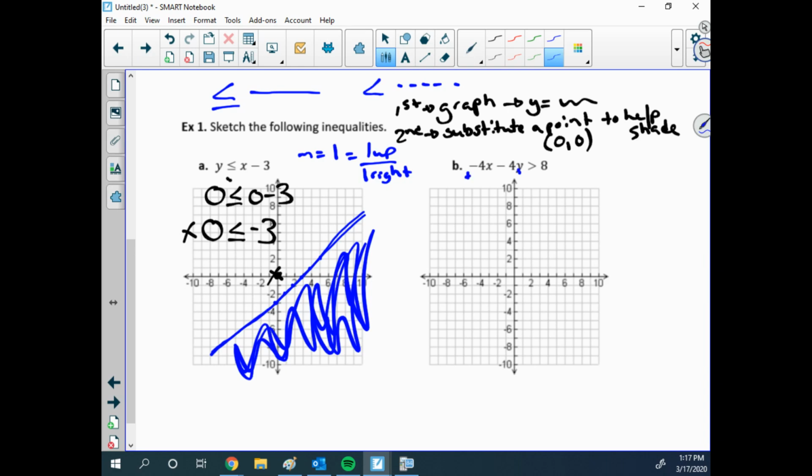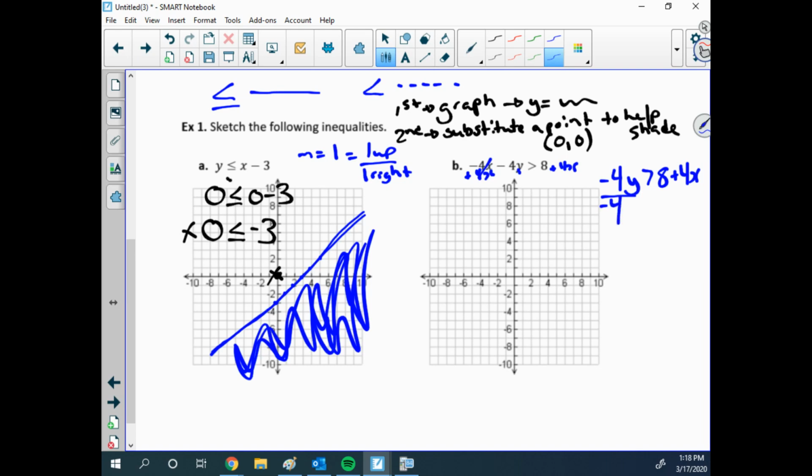So to do that, I'm going to add 4x to either side. So add 4x, add 4x. So I'm left with negative 4y is greater than 8 plus 4x. And that looks like a 7, but that's a greater than sign. To get y by itself, I have to divide by a negative 4.